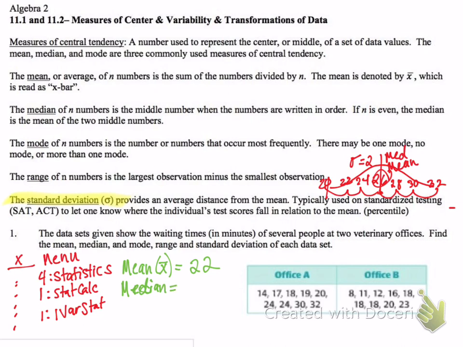What is my median for this set of data? 20? Yes.